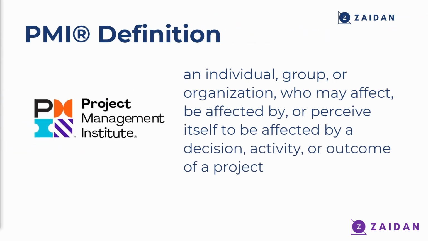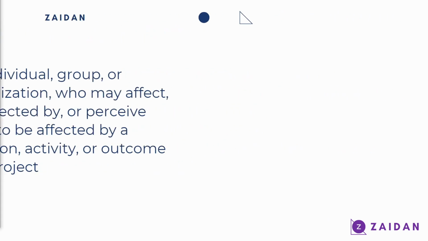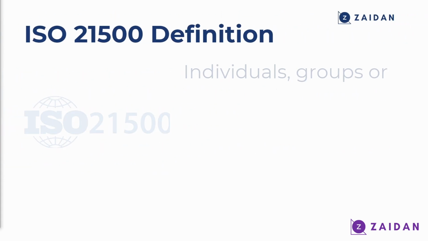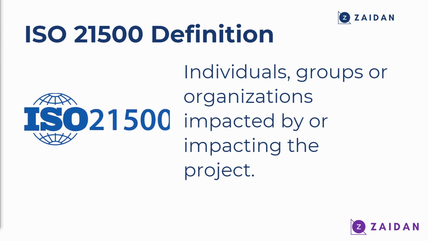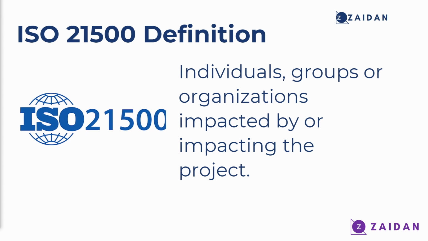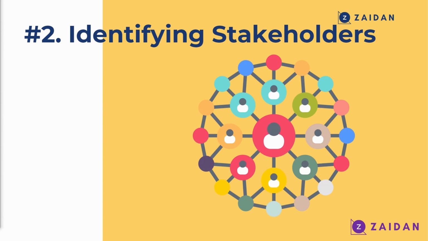What does the PMI say? The PMI says that an individual, group or organization who may be affected by or perceive themselves to be affected by a decision, activity or outcome of a project, program or portfolio is a stakeholder. That's quite a mouthful, isn't it? Now, the ISO 21500 says that a stakeholder is any individual, group or organization impacted by or impacting the project. I like this one. Now we know who stakeholders are.